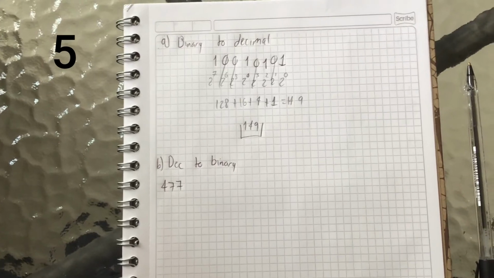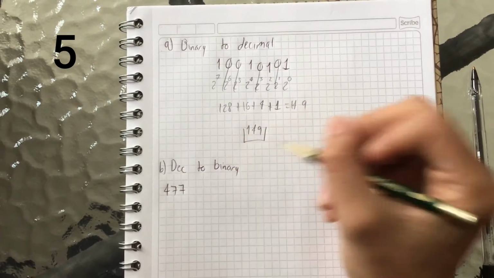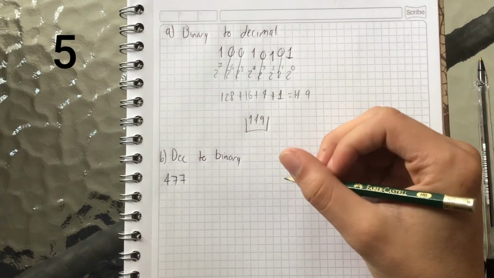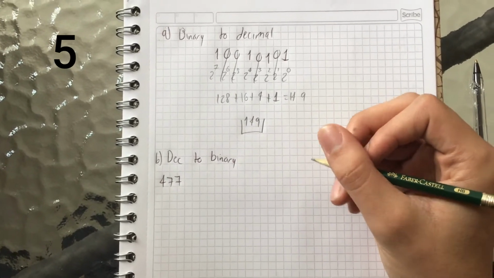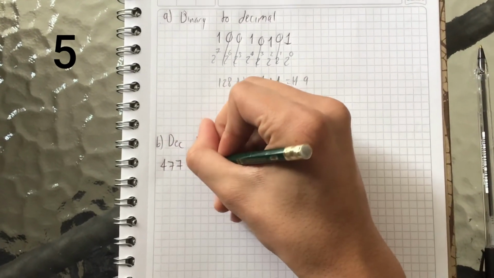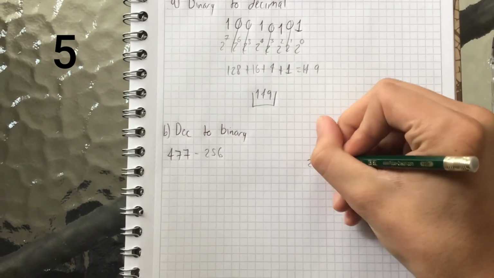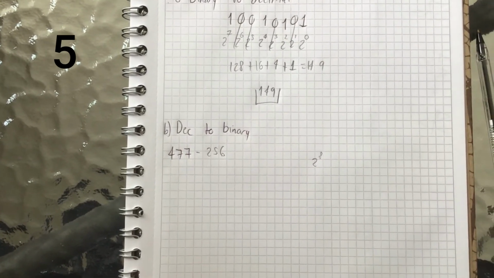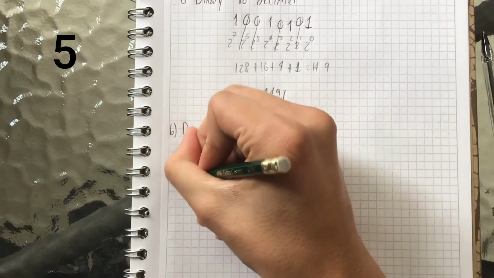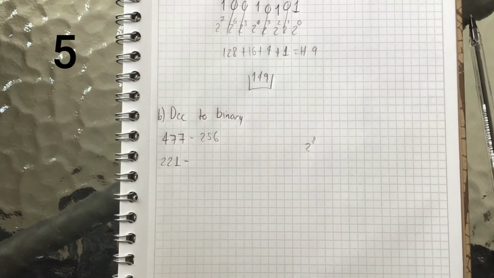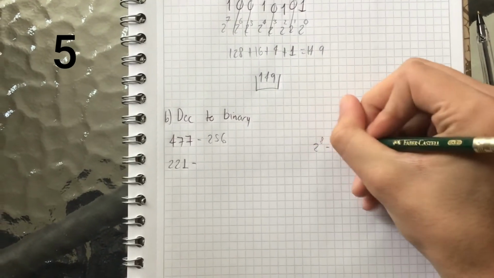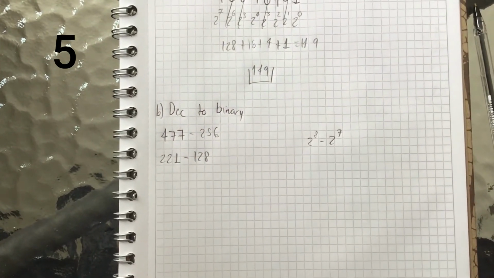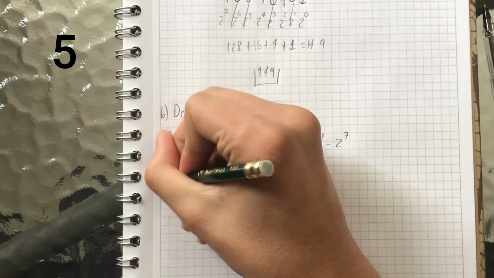The second conversion is to change this decimal number, 477, to a binary number. For this, we need to subtract the nearest 2 to the nth power number. In this case, it would be 256, which means 2 to the 8th power. 477 minus 256 would give us as a result 221. Then the nearest nth power of 2 would be 128, 2 to the 7th power. 221 minus 128 will give us as a result 93.